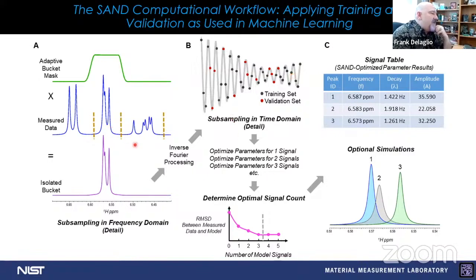And for a given region now, we optimize parameters for one signal, optimize parameters for two, for three, and so on, and use the testing of agreement with the validation data as a way to decide when we've added enough model signals to describe a particular spectral region. And when all that's done, we get the parameters of the model in terms of the frequency of the underlying sinusoids, the exponential decay of the underlying sinusoids, and the amplitude.